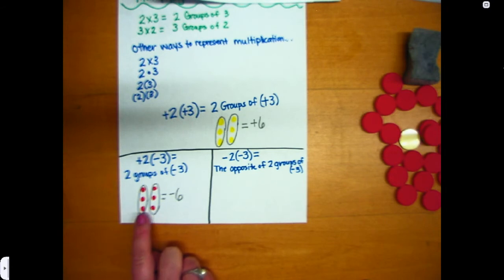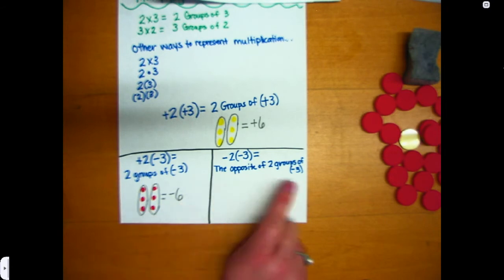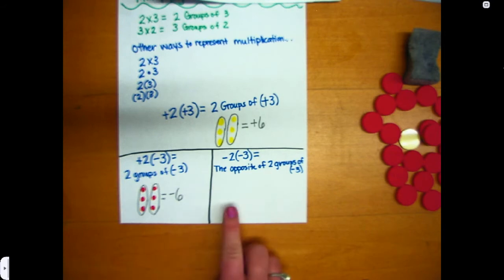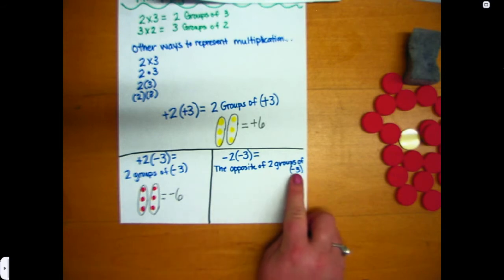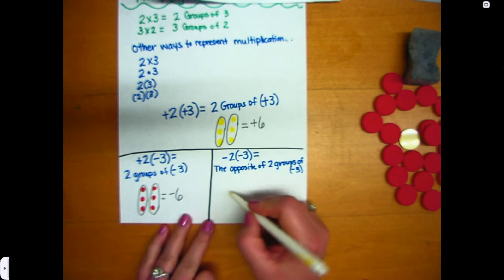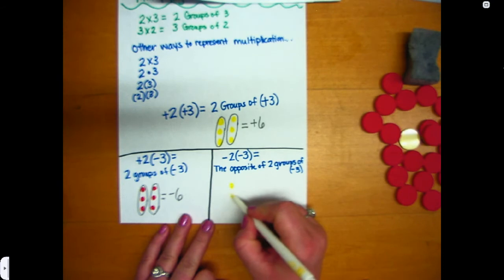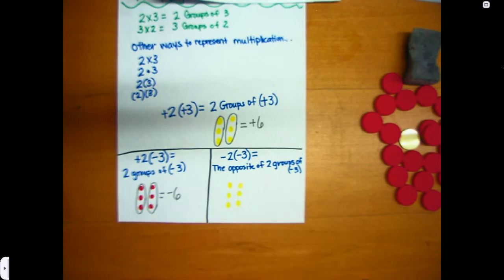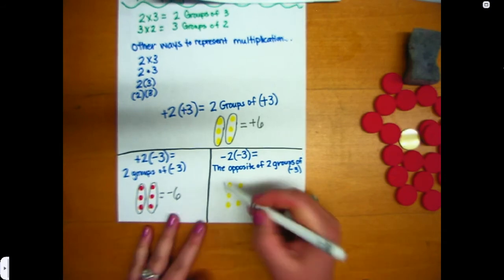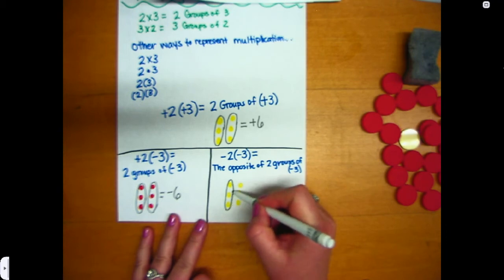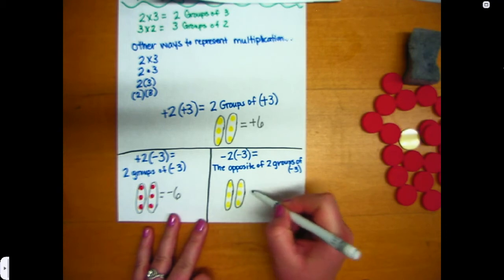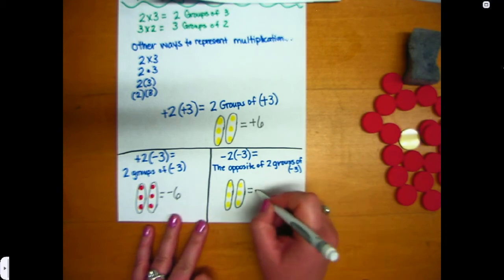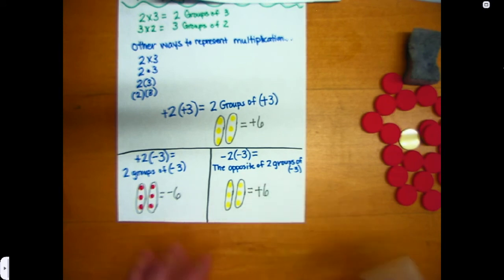So if I wanted to model the opposite of two groups of -3, I would have the opposite of -3, which would be +3. So I would have two groups of +3. Here's my group, and here's my group, and that is equal to +6.